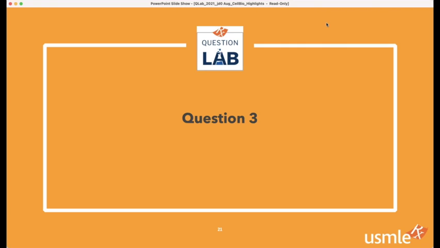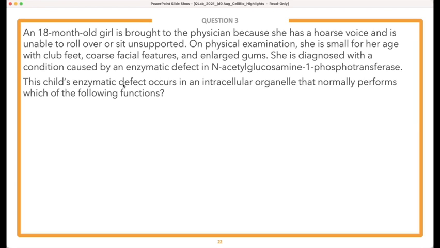Okay, so let us go to question number 3. And again, we are going to start with the lead-in. This child's enzymatic defect occurs in an intracellular organelle that normally performs which of the following functions?